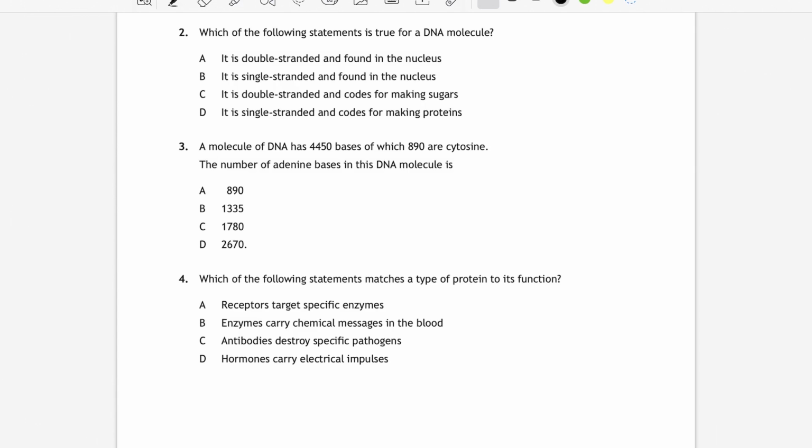So A says it's double-stranded and found in the nucleus. Well, that's actually, funnily enough, the correct answer. But let's just check over the rest of the answers just to double check. So B says it is single-stranded and found in the nucleus. Well, DNA is double-stranded, so we know straight away that that can't be correct. C says it's double-stranded, correct, and codes for making sugars, incorrect. So the first part of that statement is correct, but the second part is incorrect. D says it is single-stranded. Again, we've already had that conversation when it came to answer B, so we know that the answer must be A.